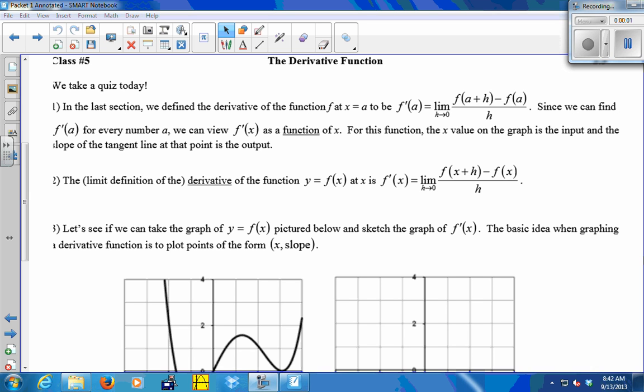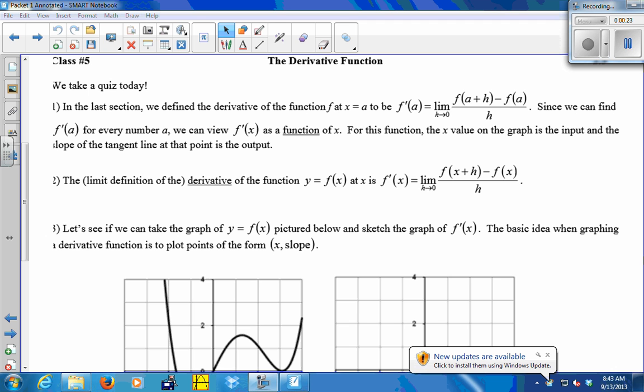So in the last section, we defined the derivative of a function f at a point x equals a to be the limit as h goes to 0 of f of a plus h minus f of a all over h. And that expression tells us the instantaneous rate of change and is the slope of the tangent line at a.